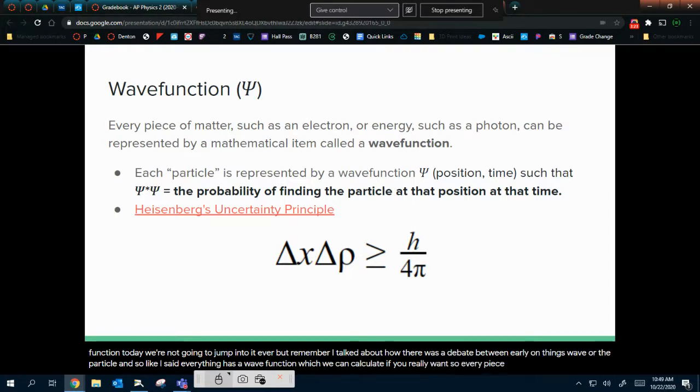So every piece of matter, such as an electron, or energy, such as a photon, can be represented by a mathematical item called a wave function. Each particle is represented by a wave function, a function of position and time, such that psi times psi is the probability of finding the particle at that position and time. So you guys aren't going to be required to do the messy work of dealing with the actual wave function, but there are going to be questions that I'm going to ask about the probability of finding particles.